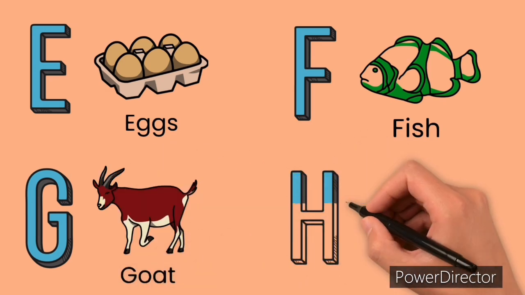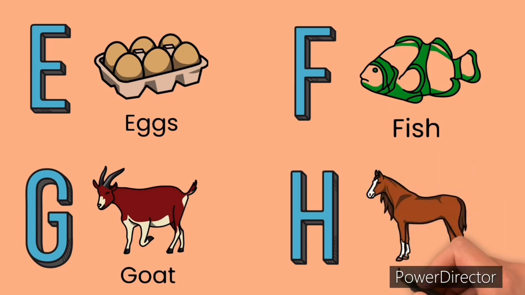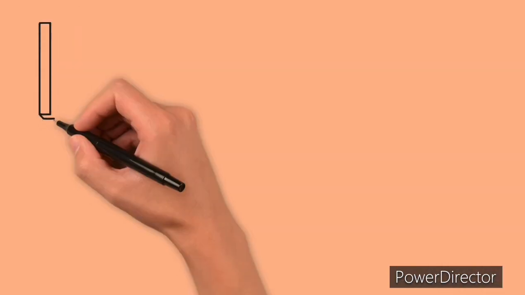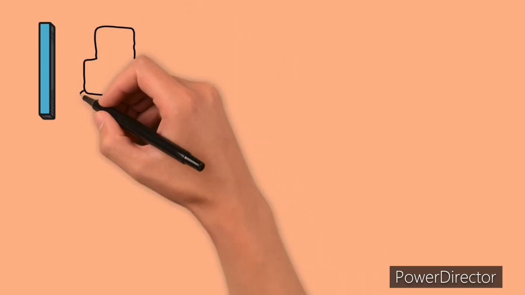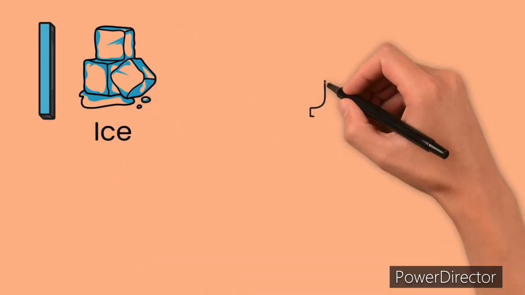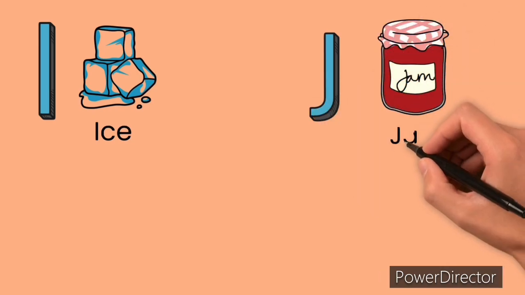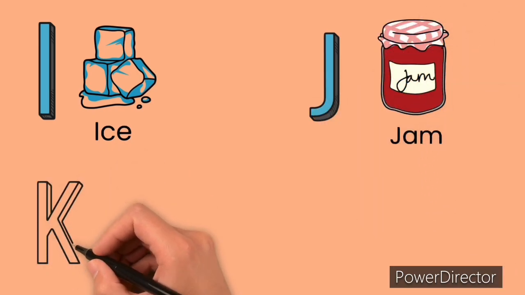H is for horse. Horse. I is for ice. Ice. J is for jam. Jam. K is for kite.